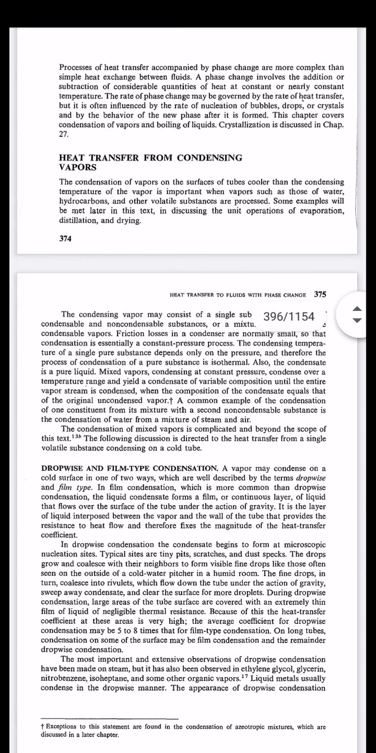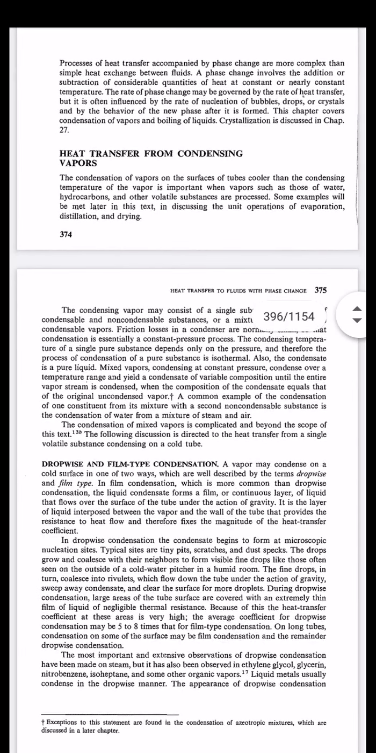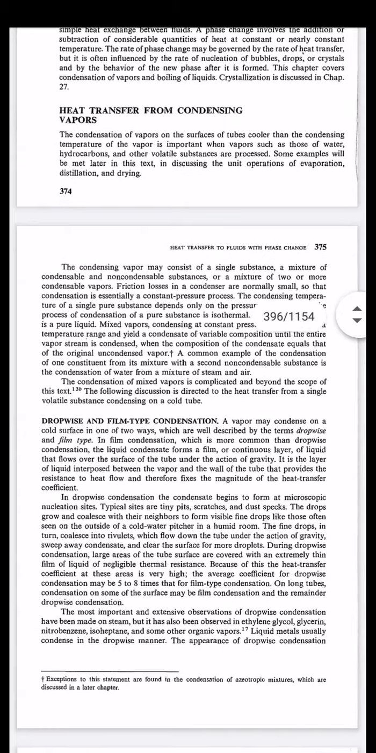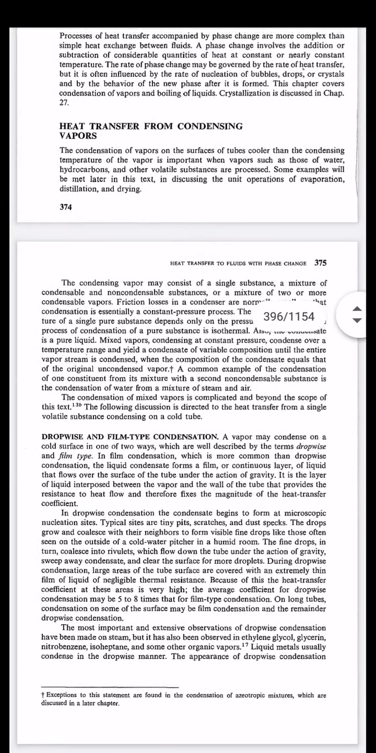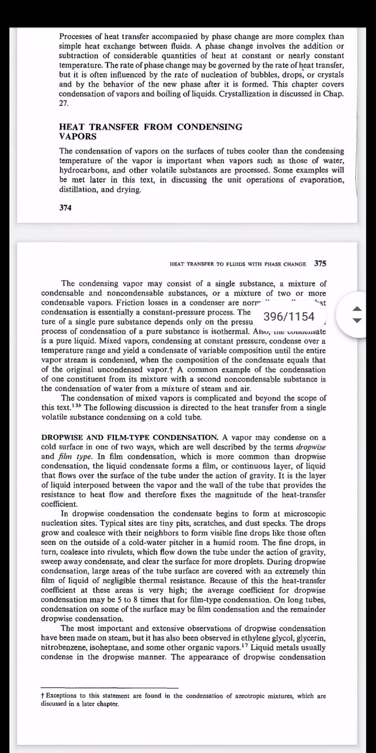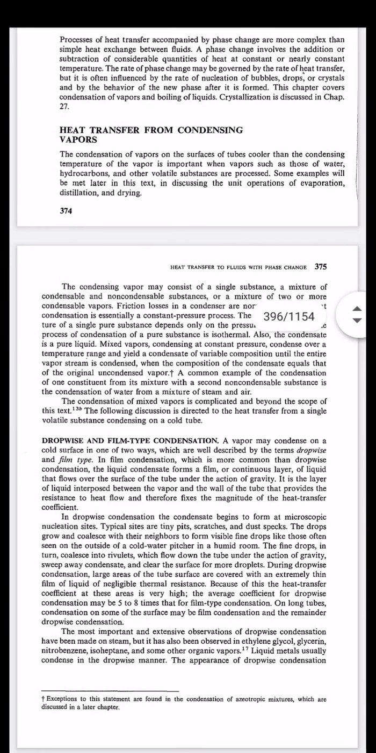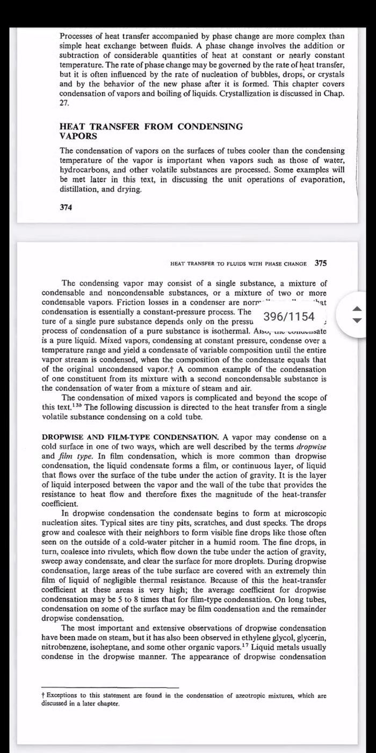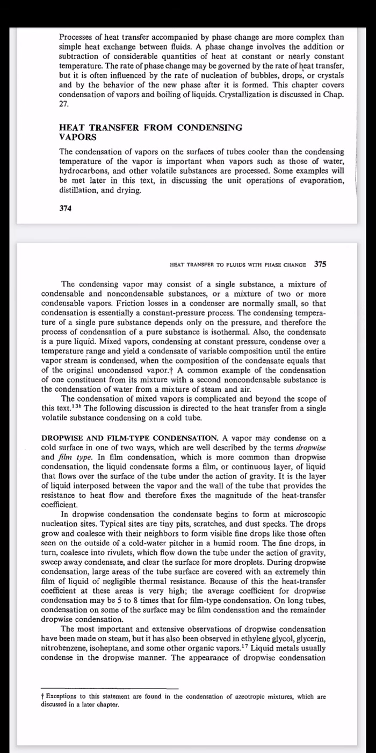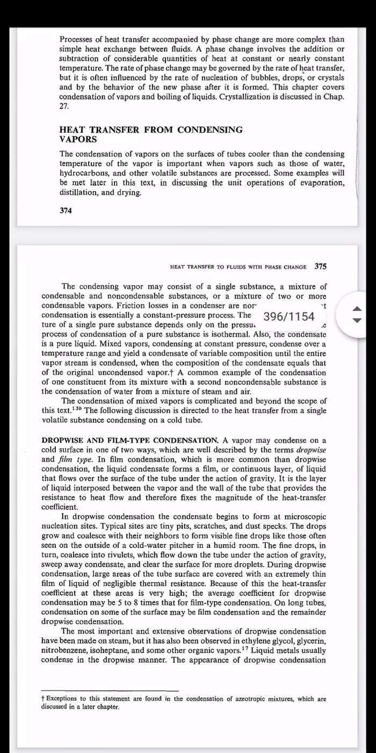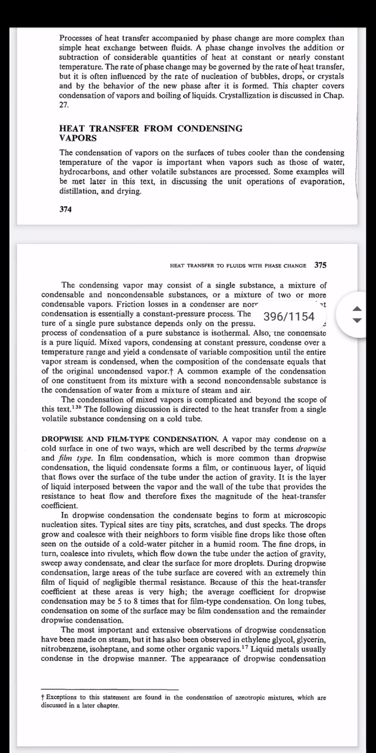Another practical example of droplet condensation I would like to elaborate: on the roofs of cars or on seat covers in winter, especially early in the morning, you might observe droplets of water, which is also called dew, or on the grass also you may observe. Such droplets are nothing but droplet condensation. So friends, it is very essential to know these two types of condensation: droplet condensation and film condensation.